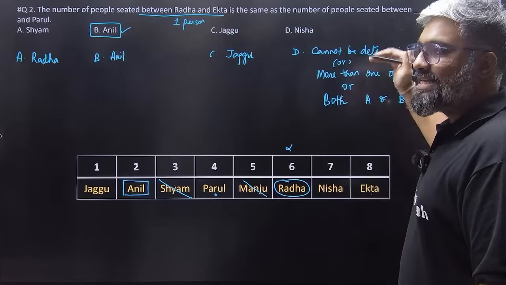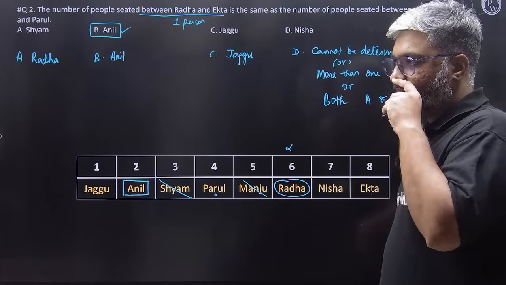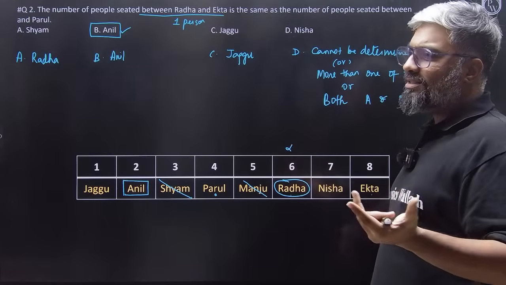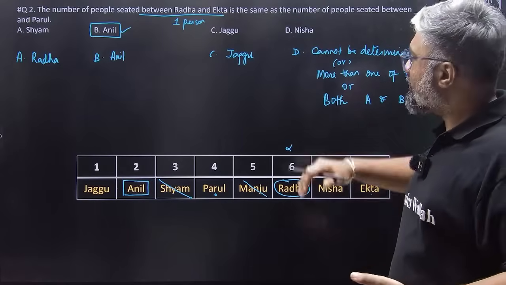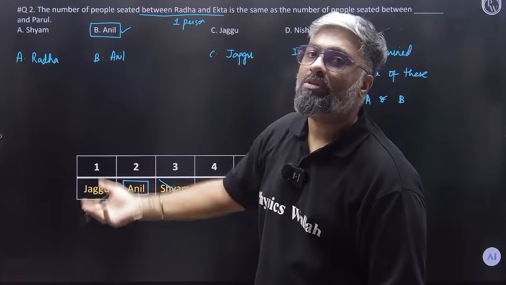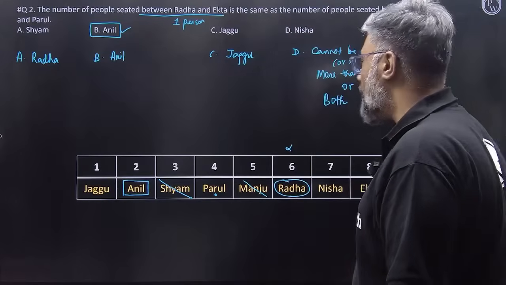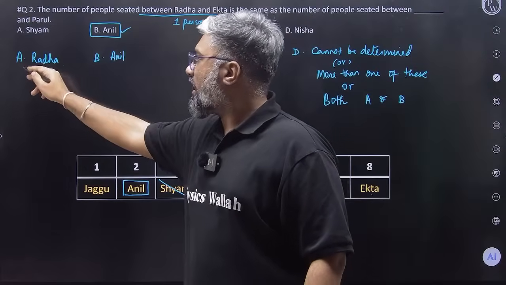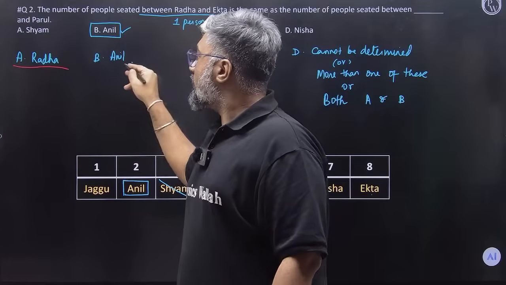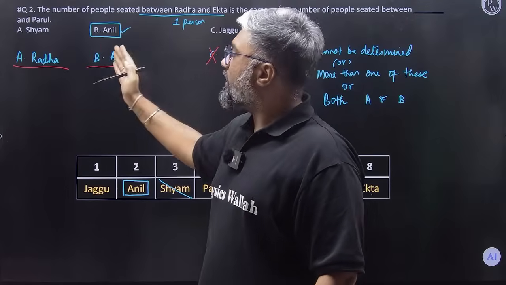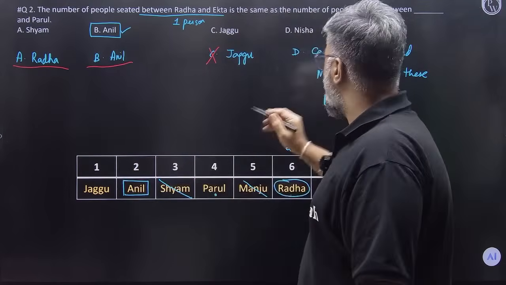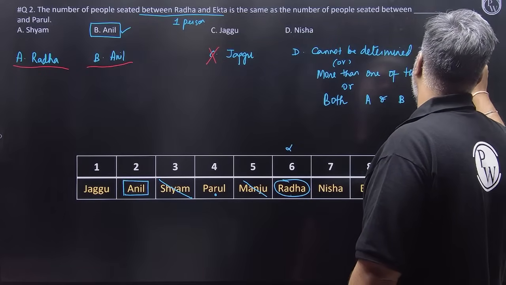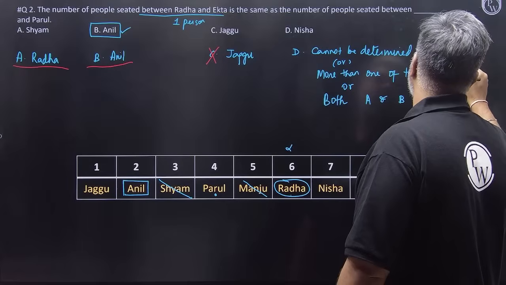These kind of options, right? But it's not wrong though, right? This is just a condition. They're not saying you have to include the person or not include the person. We don't know that. So if such kind of options come, where Radha is also correct, Anil is also correct, obviously Jaggu is wrong, then you will always have one of these options. These are called red flag options, okay?